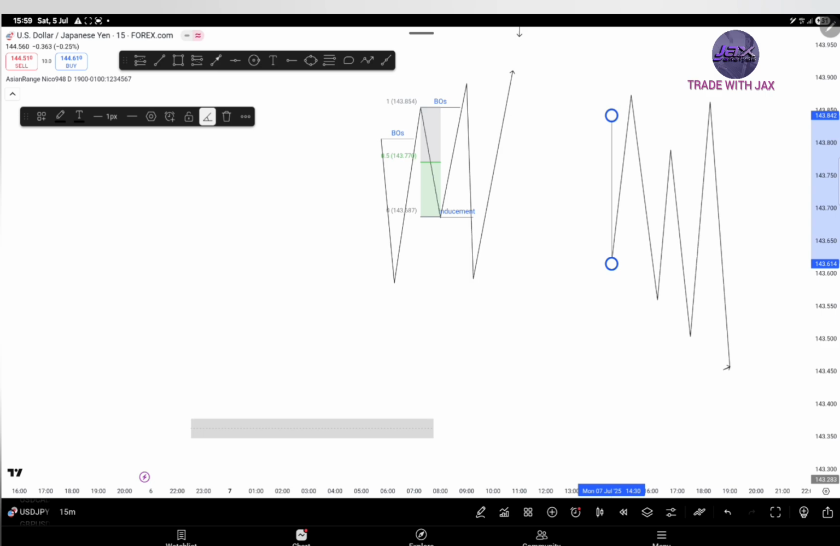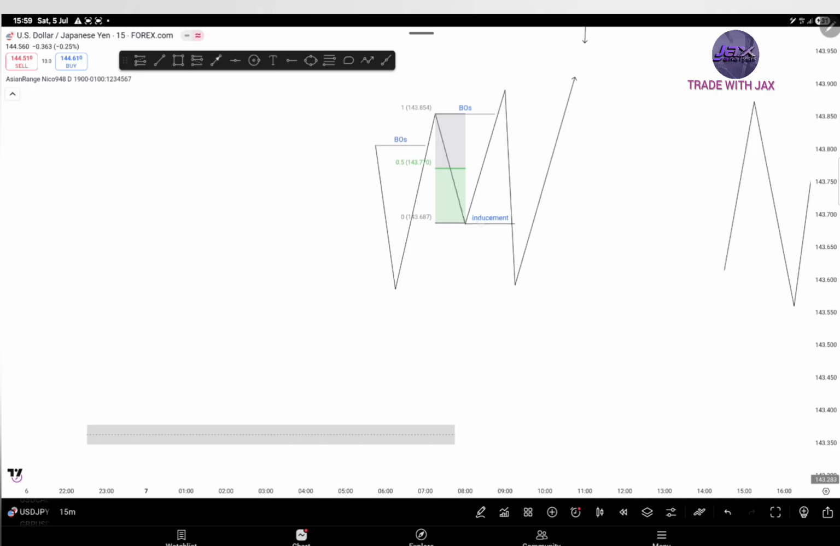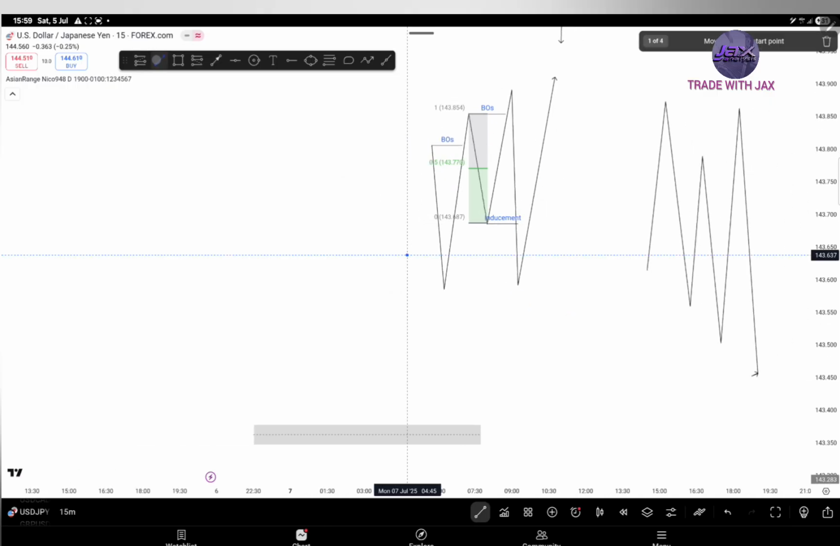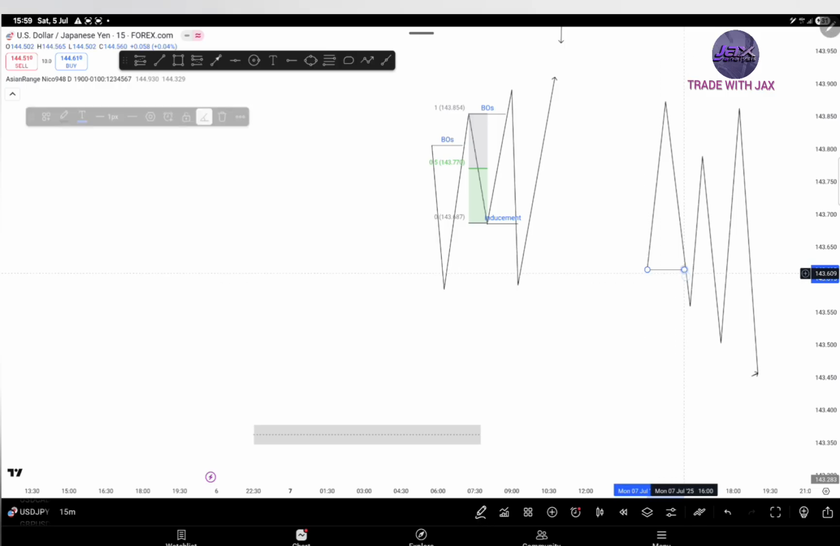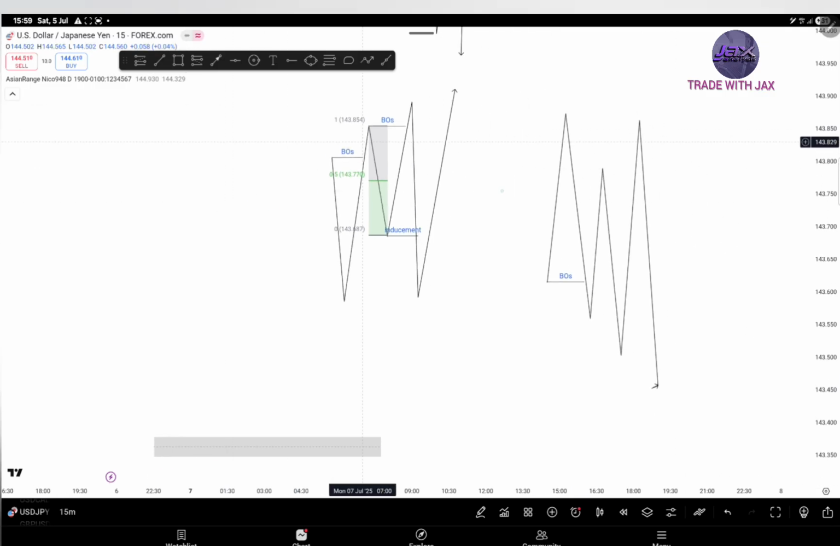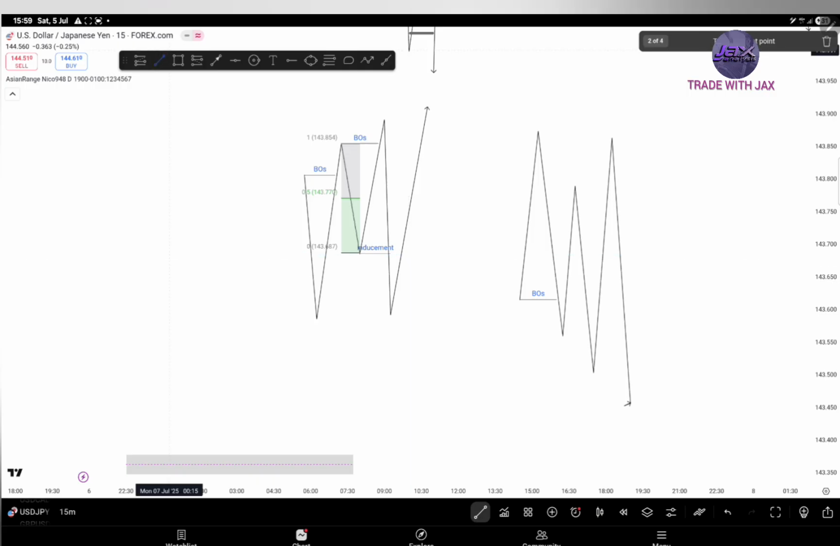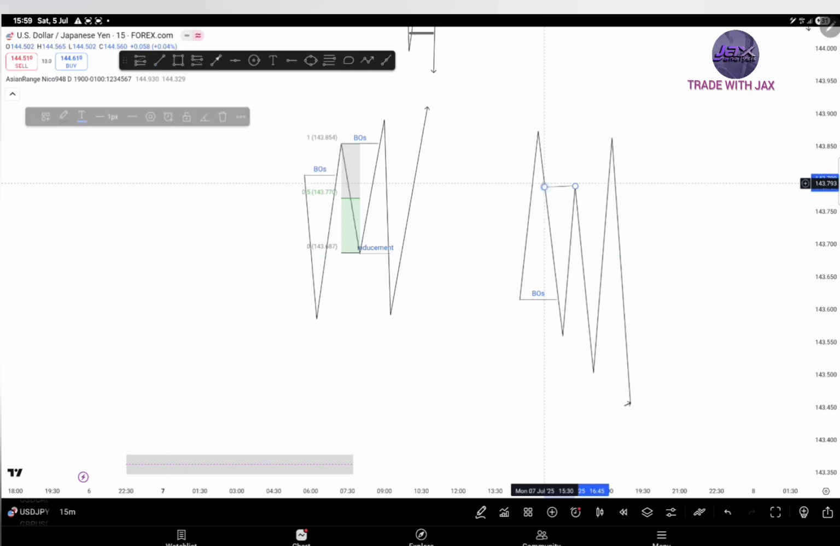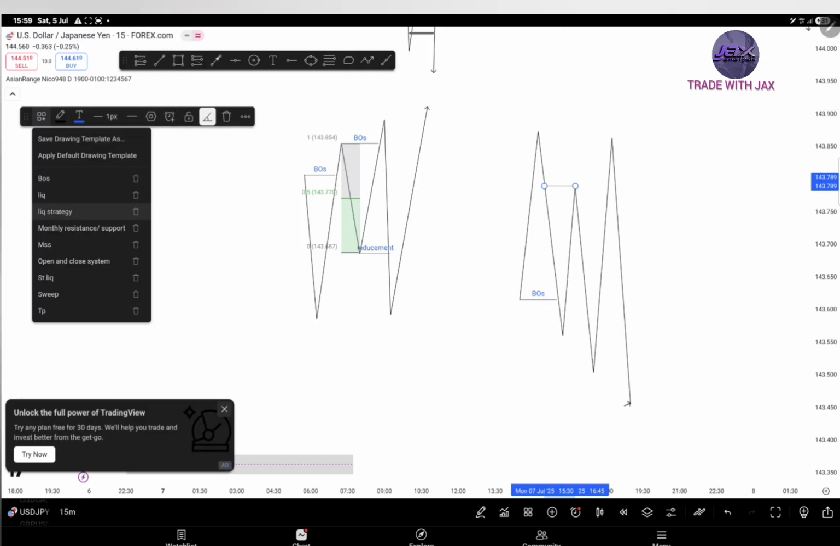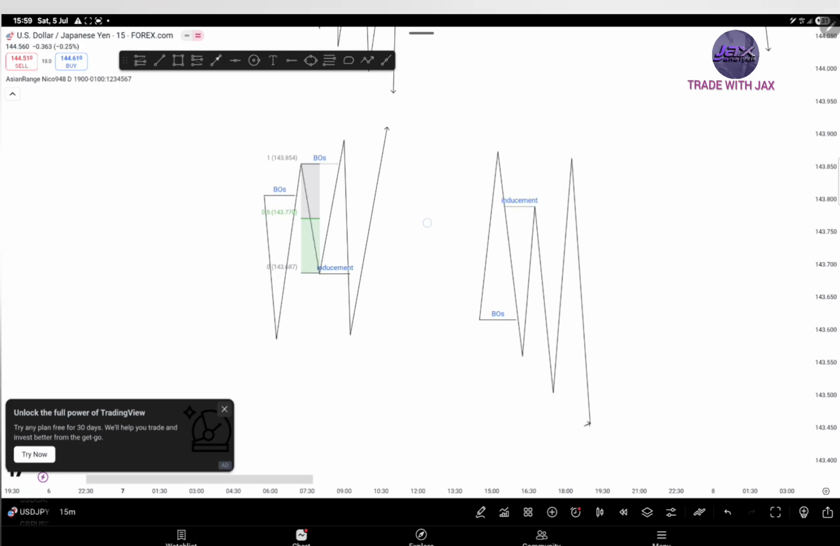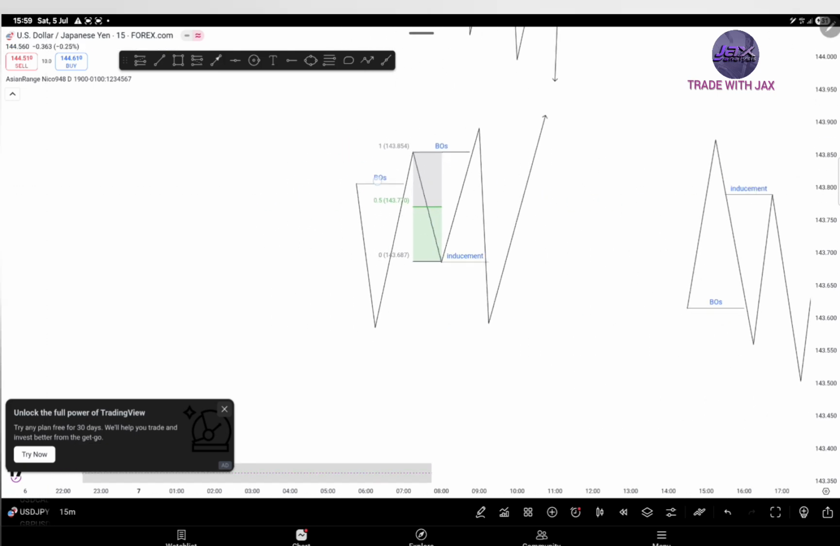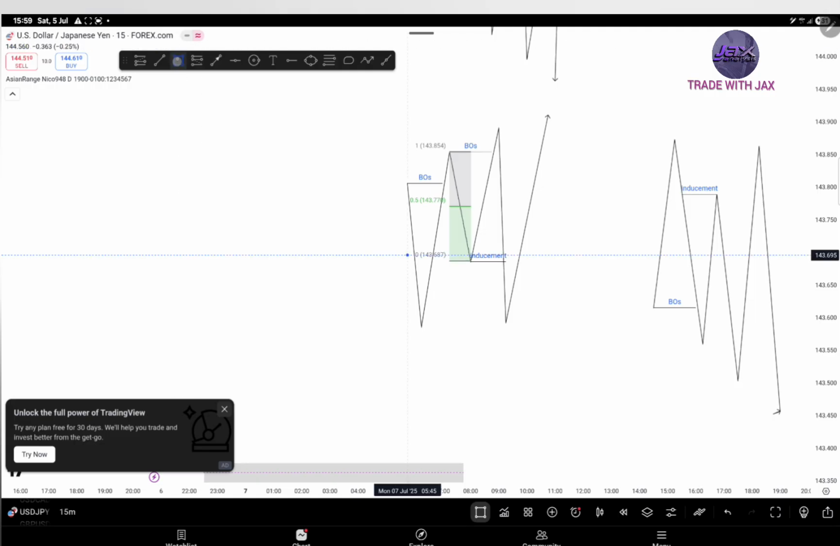Instead of paying attention to this, we pay attention to this. In this case, look, we have this break of structure, the BOS, and this is the first pullback. The first pullback after the break of structure. This is our inducement where the price comes in to tap and start its move.